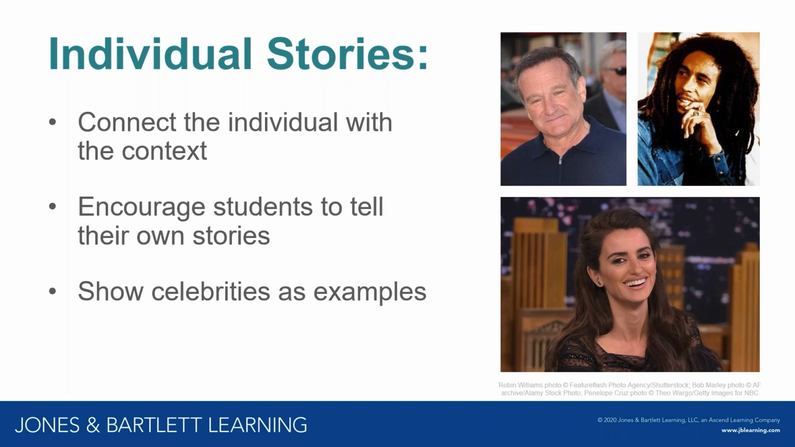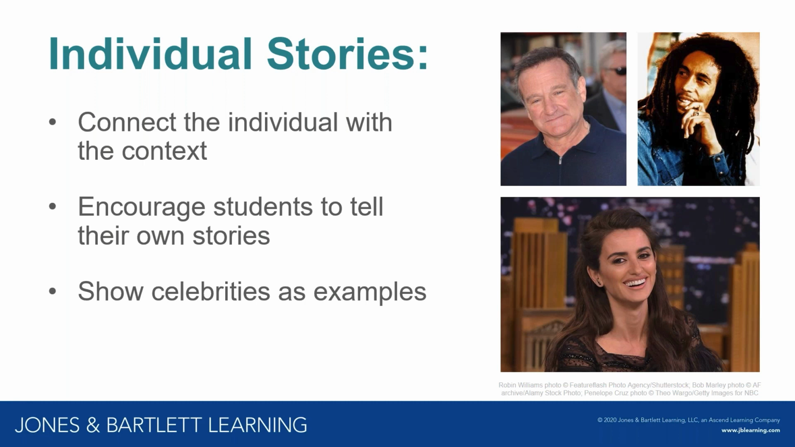And finally, celebrities are a good way to do this. Students, young people love to talk about celebrities. They love to think about celebrities. And we use celebrities throughout our textbook as a way to get their attention and talk about the issue in the context of the celebrity. In this case, we talk about suicide. Robin Williams talked about cancer. Bob Marley, we talk about a diet, and Penelope Cruz has a particular diet.